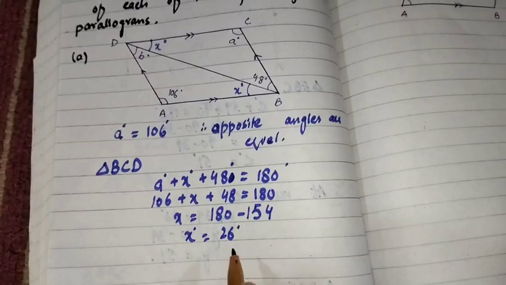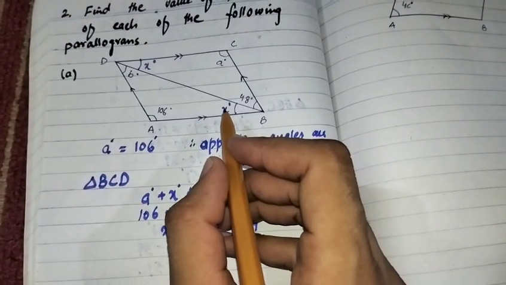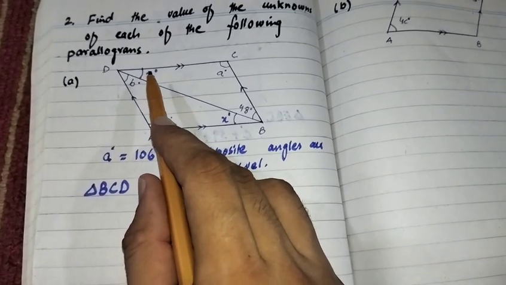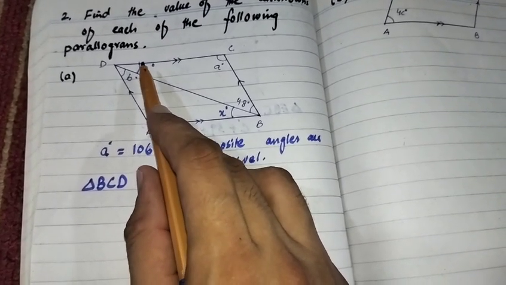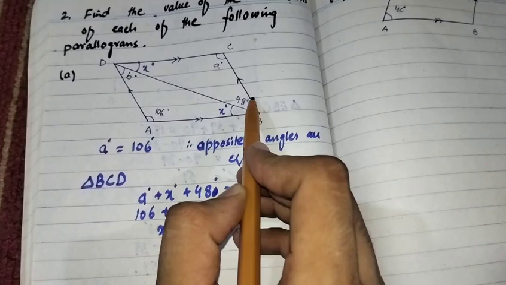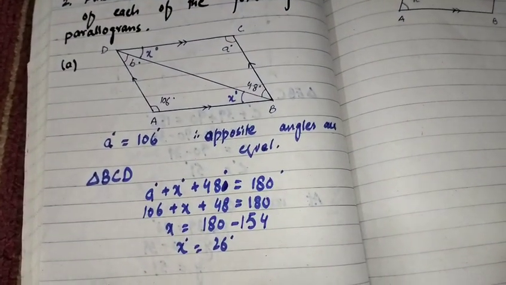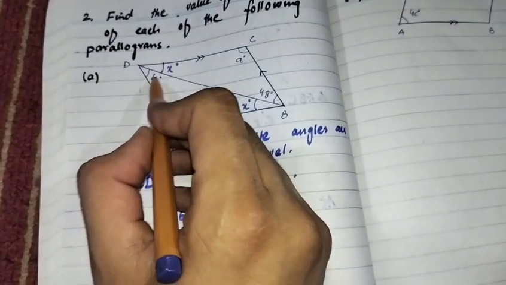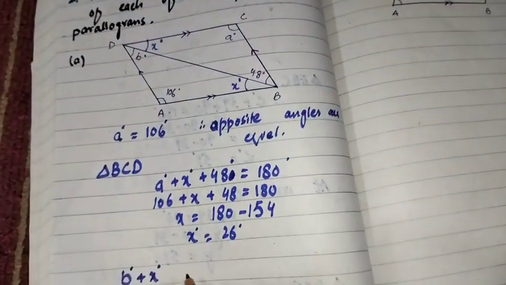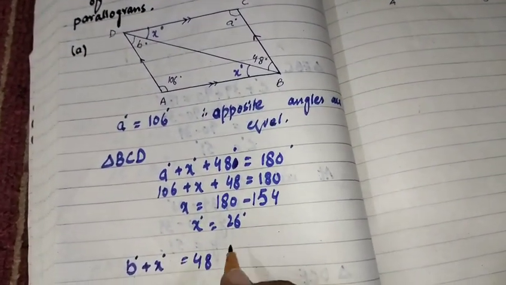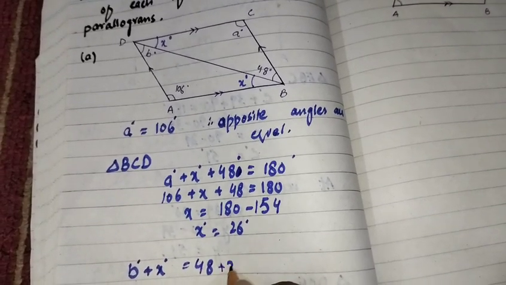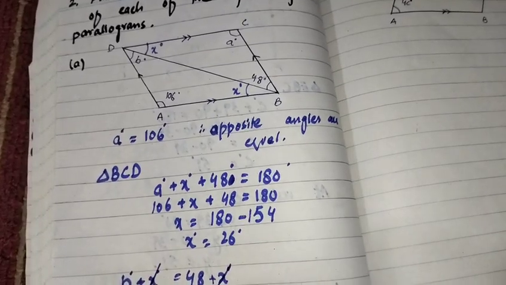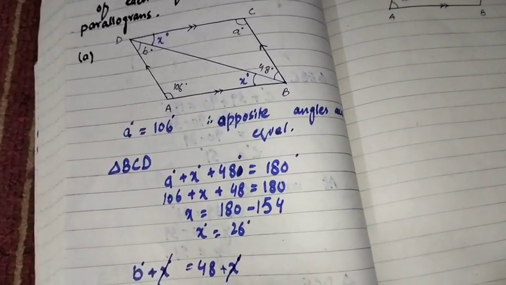Okay, so now I am using the parallelogram law. In a parallelogram, the opposite angles are equal. It means that this complete angle must be equal to this complete angle, meaning b degree plus x degree, this is a complete angle. This angle must be equal to this angle, and this is 48 plus x degree. So x will be cancelled by this, and b will be 48 degree.